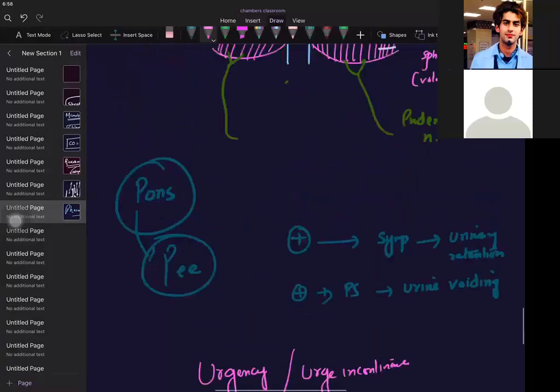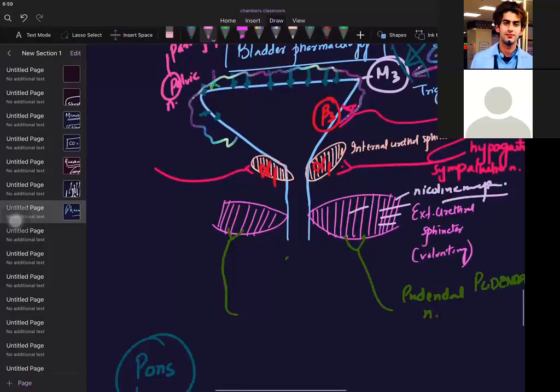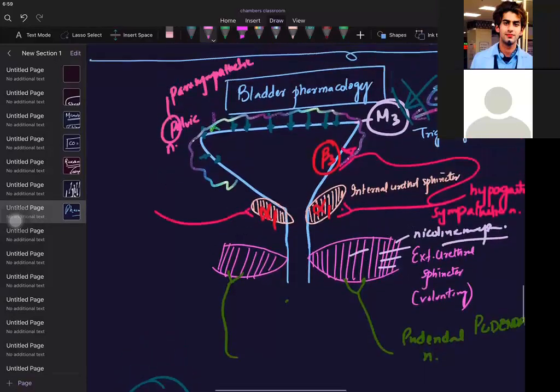That's why we give it for this condition. The patient who is going to the washroom again and again, showing that symptom, we give him an M3 blocker. What is the M3 blocker which blocks this M3? Please write it here. It is oxybutynin. So I give oxybutynin to this patient and his bladder will relax. That means his urge incontinence will be reversed. Isn't it? See how beautifully these drugs are working.